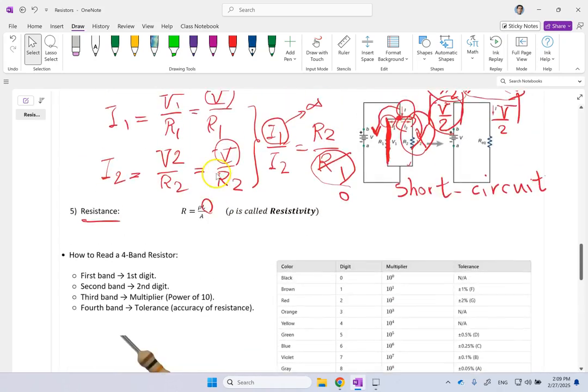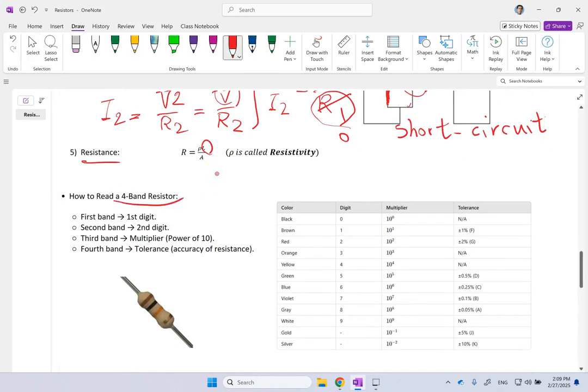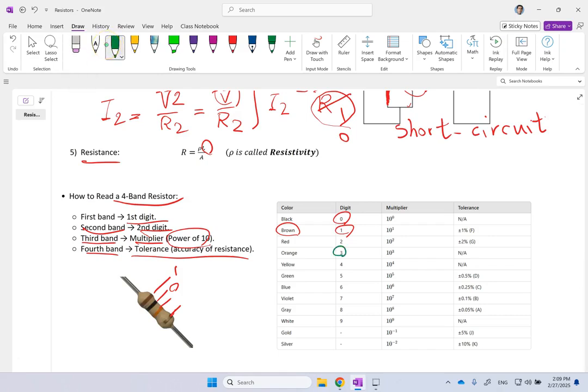Okay, so if it's a 4-band resistor, so you see 4 color bands, the way you read it is this. The first band is going to be the first digit, the second band is the second digit, the third band is the power of 10 multiplier, and the fourth band is a tolerance. So, what does it mean? The first band is brown. Brown means 1. So the first number is 1. The next one is black. Black means 0. Right? So 1, 0. The next one is an orange here. What does orange mean? Orange means 3.